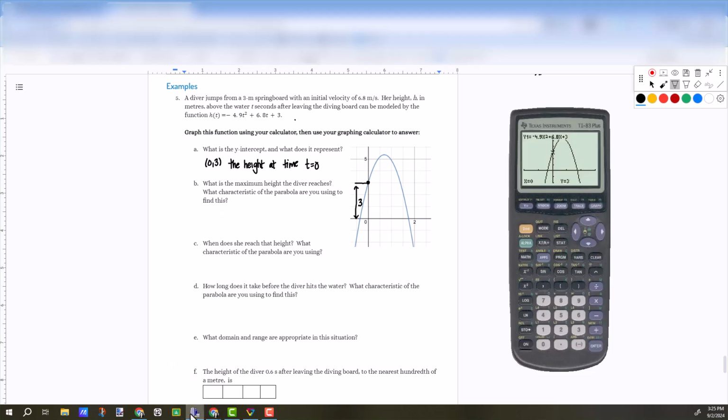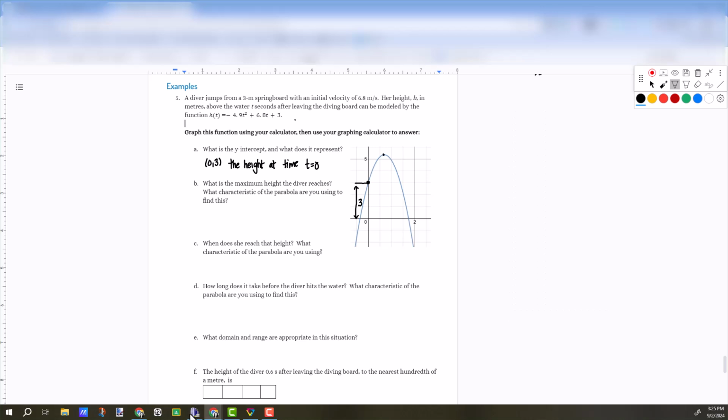What is the maximum height the diver reaches? What is the maximum height the diver reaches, and what characteristic of the parabola are you using to find this? Well, the maximum point would be this point right here. So we are going to be using the vertex to find this.